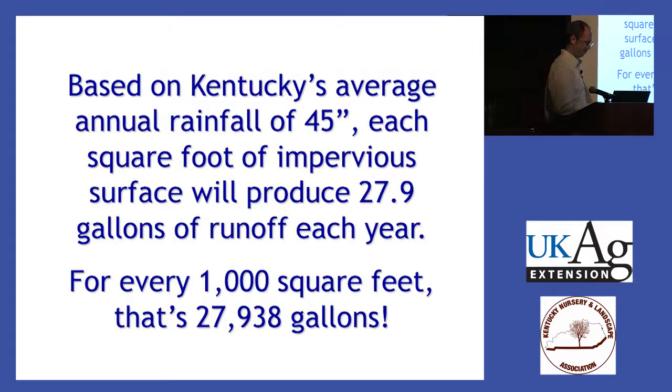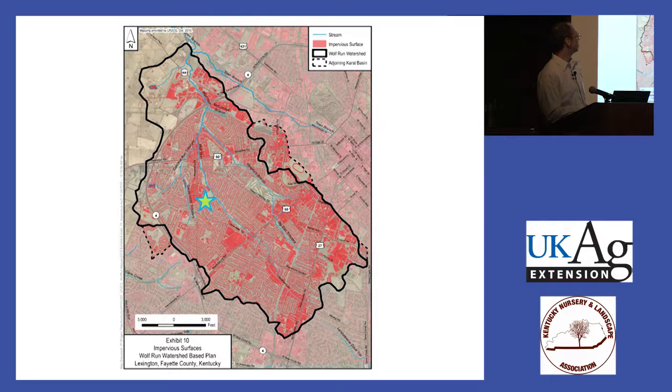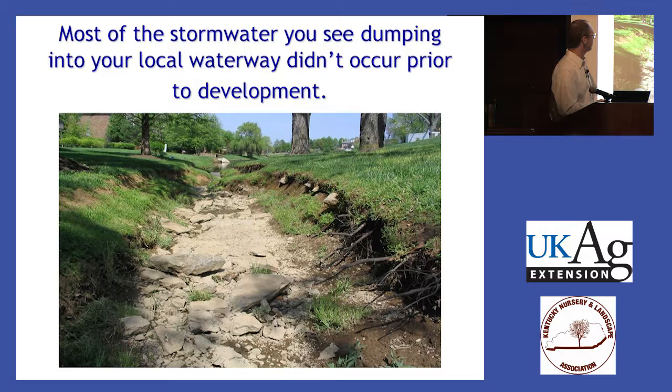So a lot of our communities, this is my home watershed. This is the Wolf Run watershed up in Lexington. All the red areas are currently developed or impervious. So we get a lot of runoff. And so where does that water go? Probably when this subdivision was built, this was not a creek.